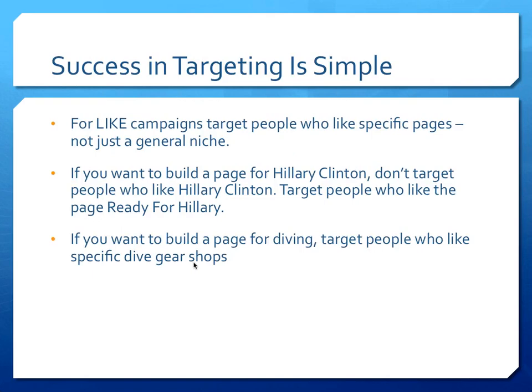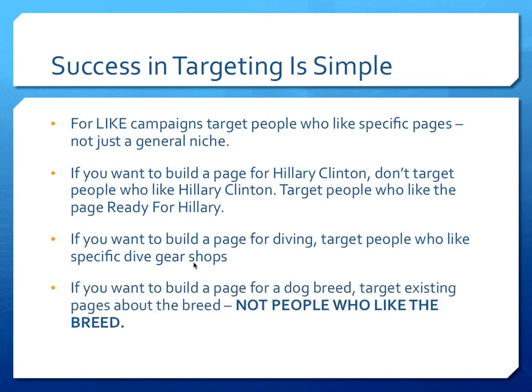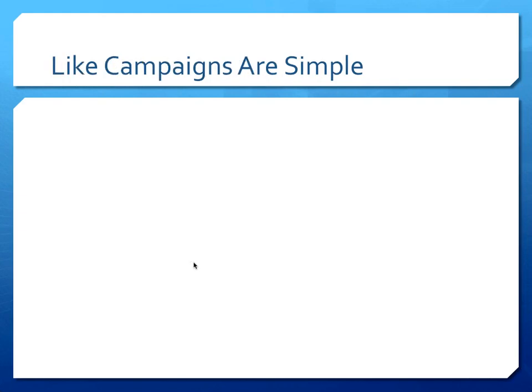So you want to find out who your competition is. You want to find out names of other pages in your niche, and then you want to target them. All right, so as we said, if you want to build a page for a dog breed, target existing pages about the breed, not people who like the breed. They're tire kickers. They may like the breed. They may not be owners.